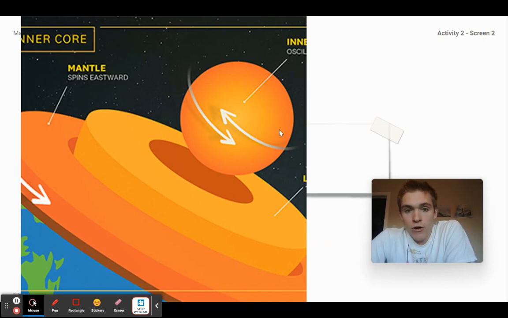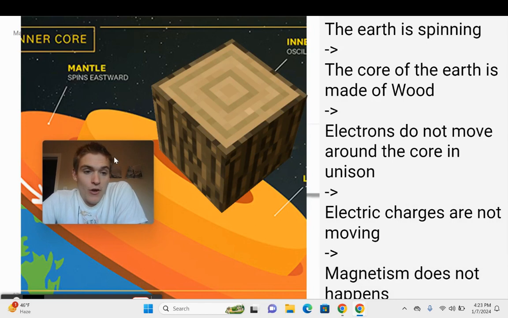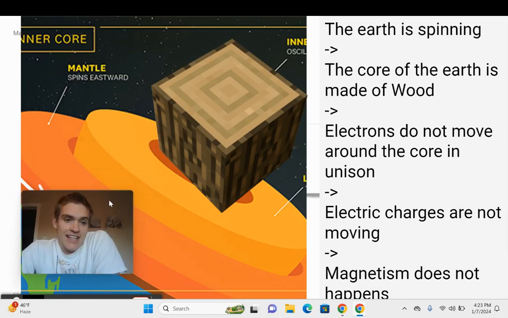So this is the core of the Earth. What if I replace the core of the Earth with wood? A block of wood. The Earth is spinning. The core of the Earth is made of wood. Electrons do not move around the core in unison because it is wood. The electric charges are not moving, and magnetism does not happen.